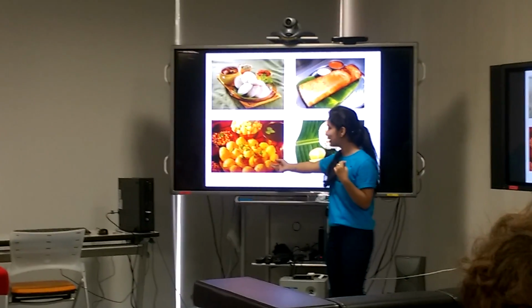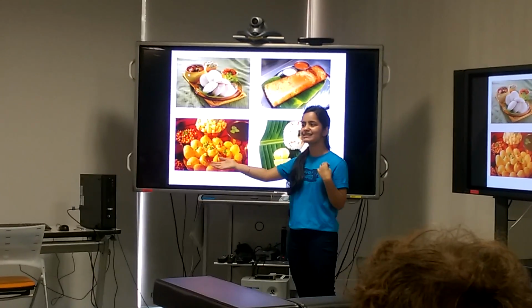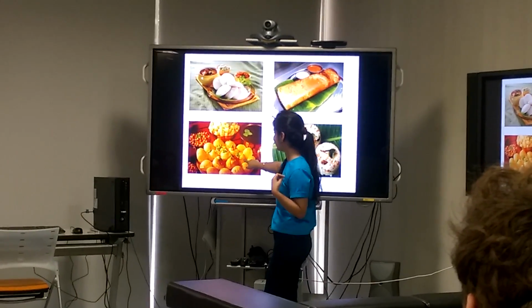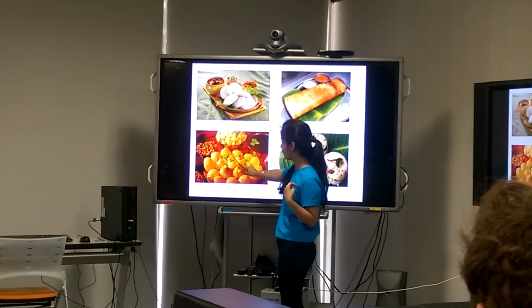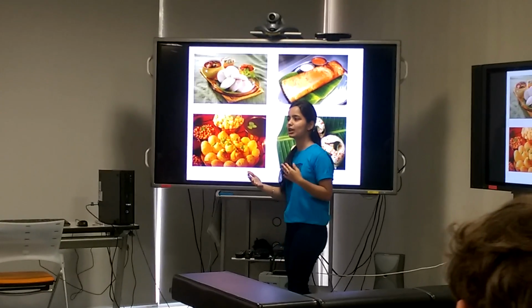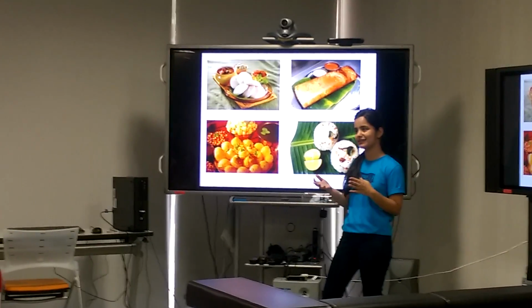And then this is a very famous Indian snack. It's a road snack. You can easily find it on the road. It's called pani puri. It's like crisp balls and they put some mixture in it and serve it with water. And the water is mixed with some spices.